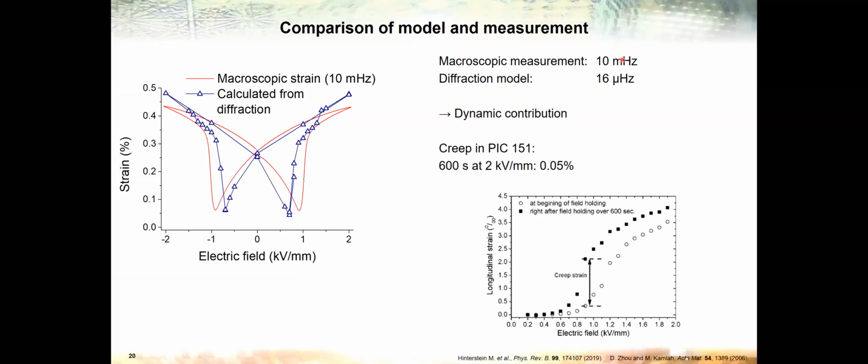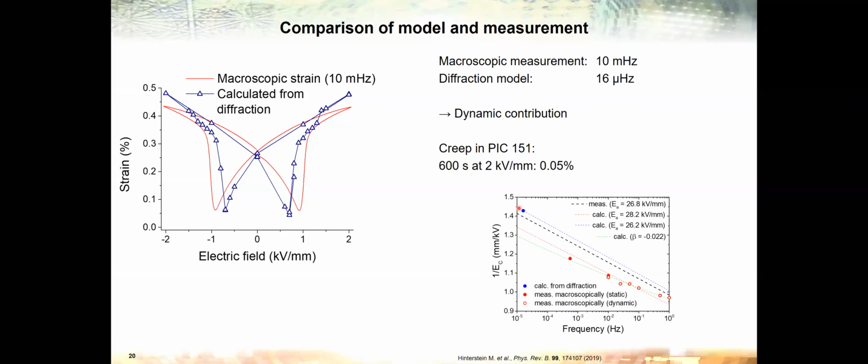for this is the largely different frequency, because the neutron diffraction takes a long time. Every individual measurement takes a few minutes, and we have to do many measurements at different fields and orientations. So 16 microhertz means it's more or less a full day. And this is known as creep in exactly this material. So when you apply the field and wait, for example, 600 seconds, you have quite a strong drift.